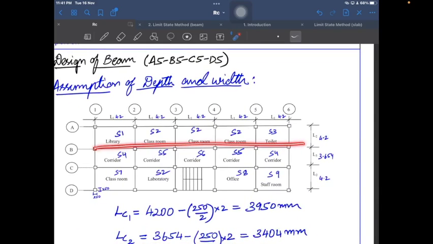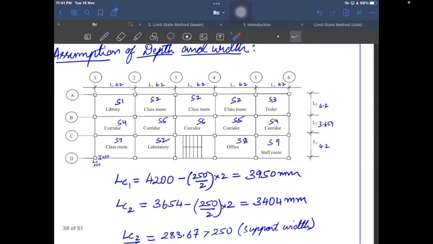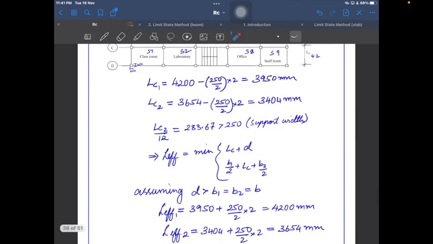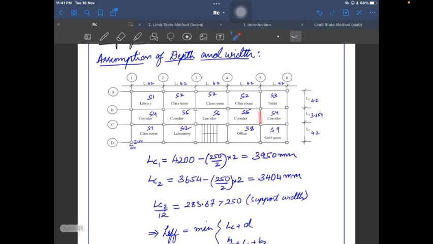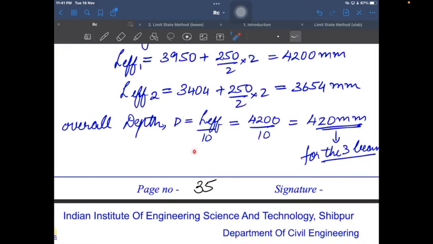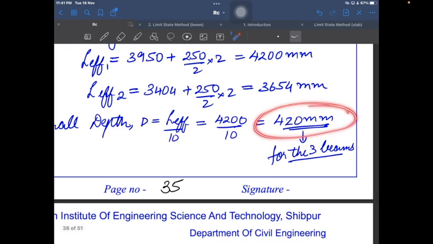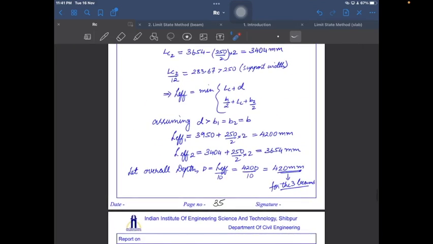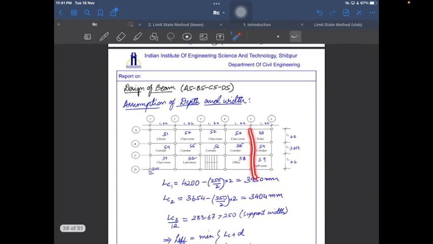Another change is that for these set of beams, all our L effective was the same, all our center to center distance was the same. For this, my center to center distance is changing. So I have got two L effectives, two different sets. For calculating moments and shear, I use this L effective for this beam, and for these beams I use the different L effective. And overall depth, I calculate based on maximum L effective to be on the safe side, and I give the same overall depth to maintain uniformity everywhere.